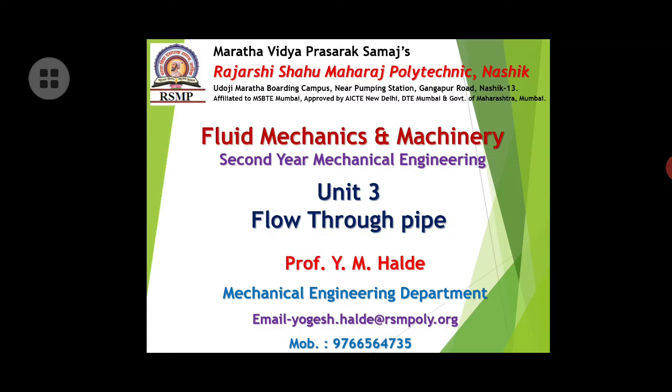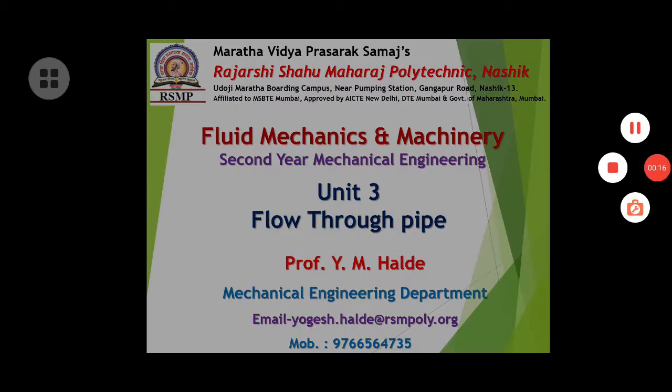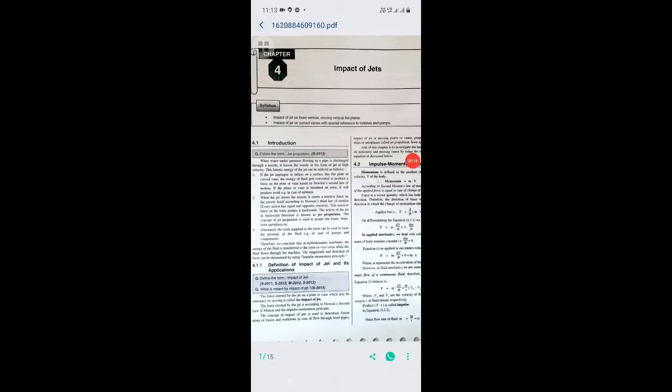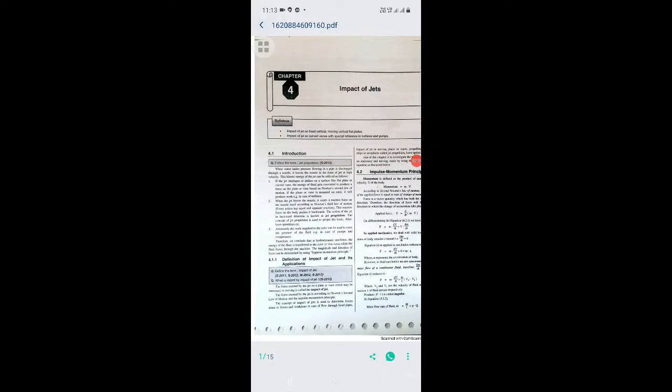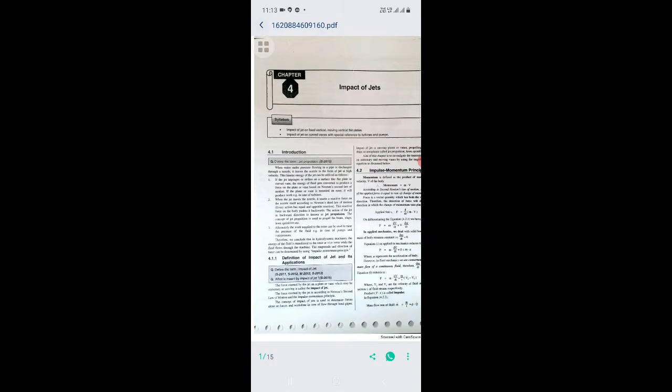Today, we will see the impact of jet, chapter number 4 in fluid mechanics and machinery. So, let's start the fluid mechanics. This chapter is 8 marks for the exam. The content is impact of jet on vertical moving flat plate, impact of jet on curved vanes, and the relation with turbines and pumps.